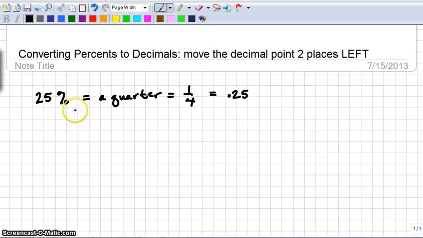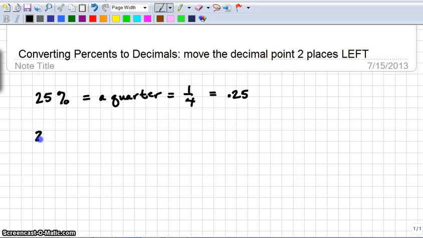Most of us have a general understanding that 25% is the same as a quarter of something, which we all know is the same as 1/4 in fraction form. And most of us know that 1/4 as a decimal is 0.25. So if we try to get from 25% into 0.25, we would simply have to move the decimal point 2 places to the left.